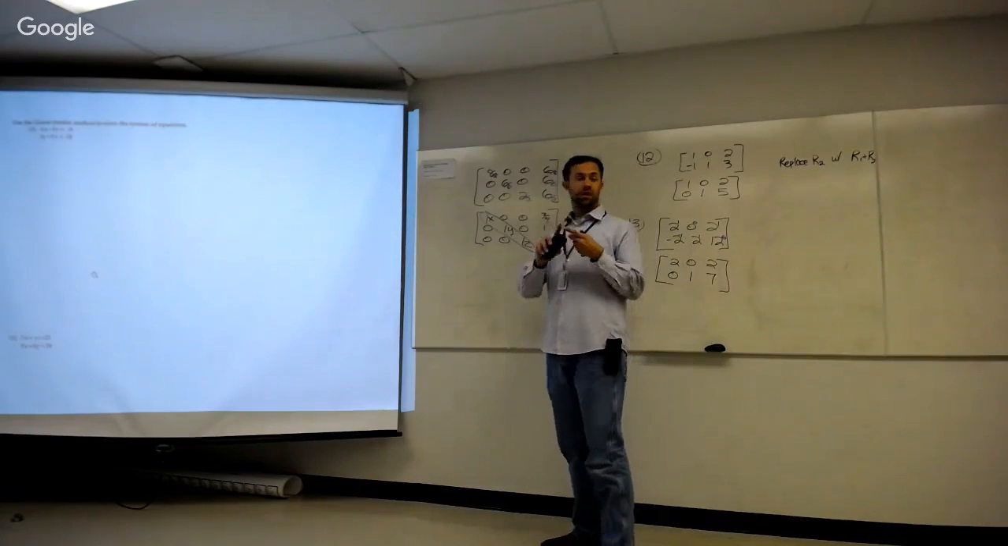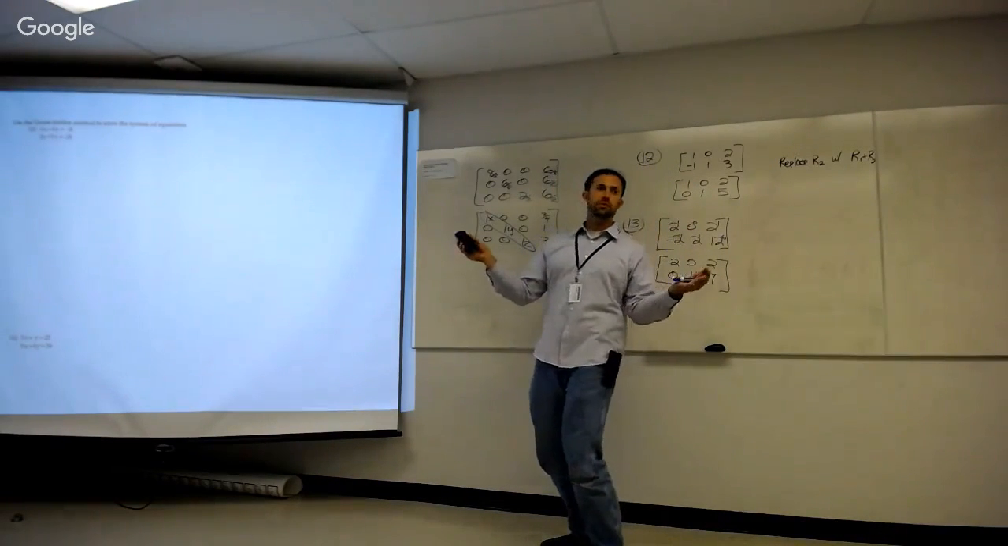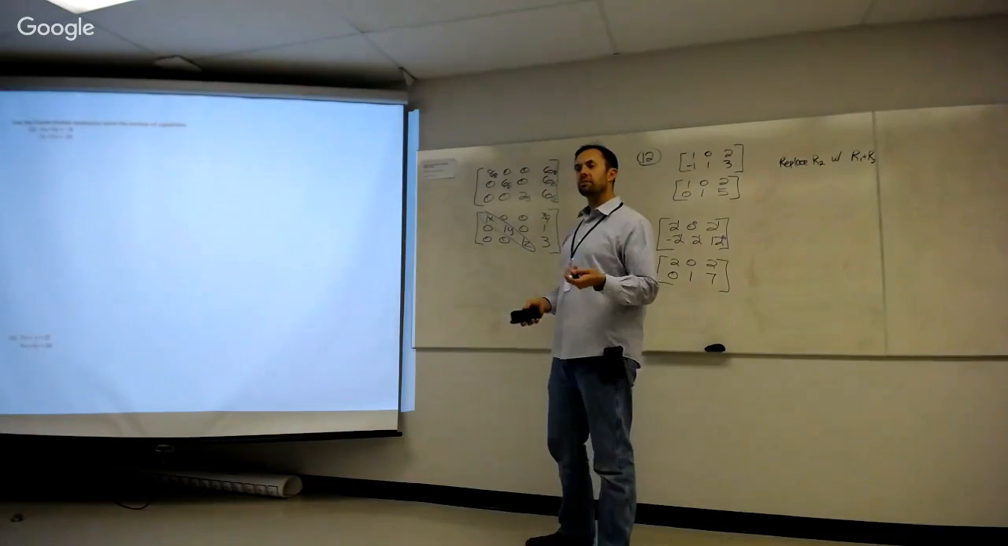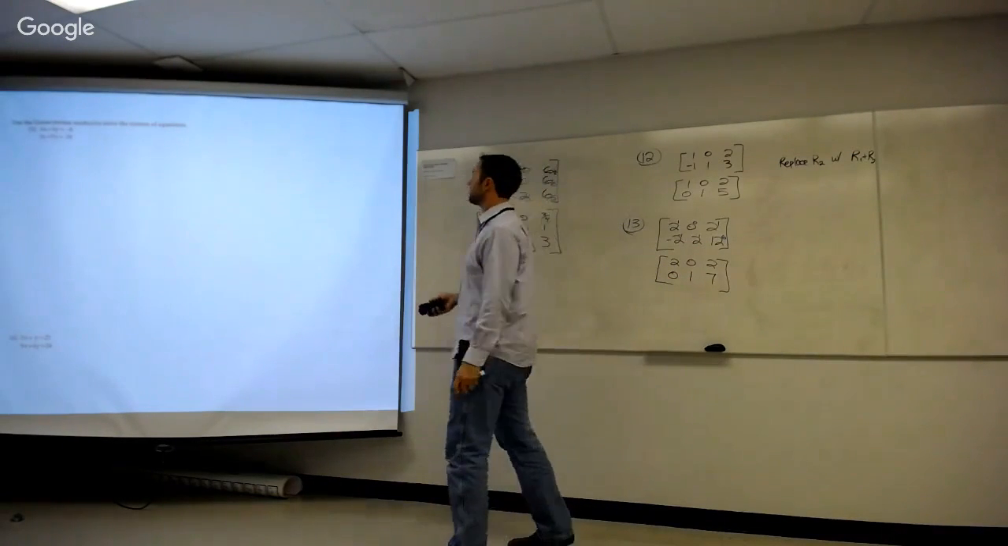Believe it or not, section 2.1 and 2.2 are both rather lengthy. 2.3 and 2.4 are like super fast. You're just adding matrices and multiplying. 2.5 will be medium.